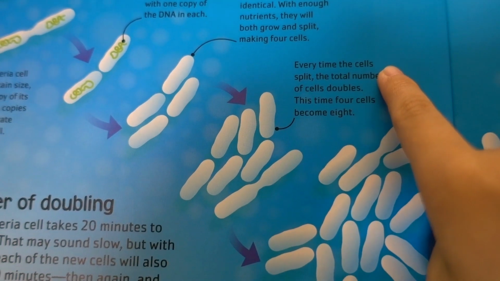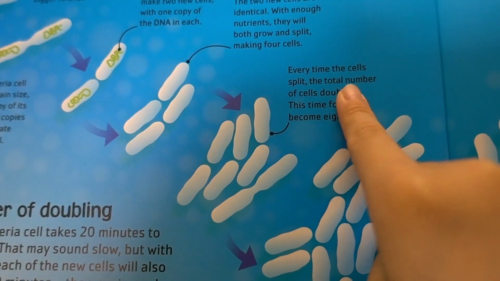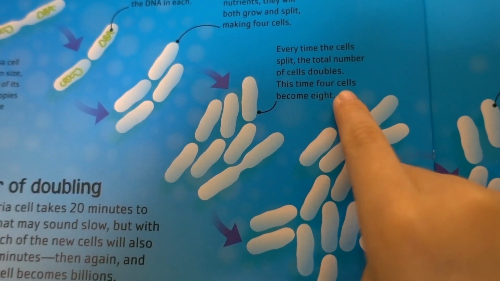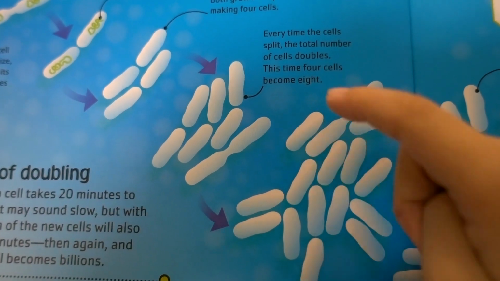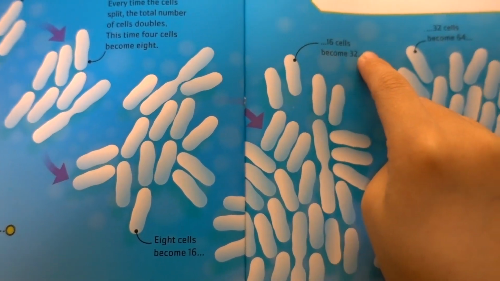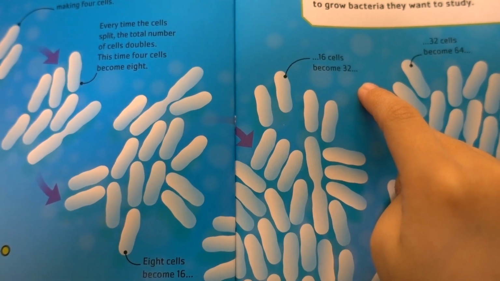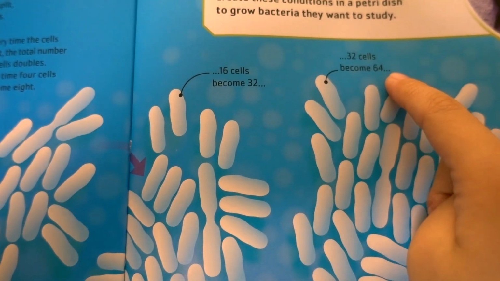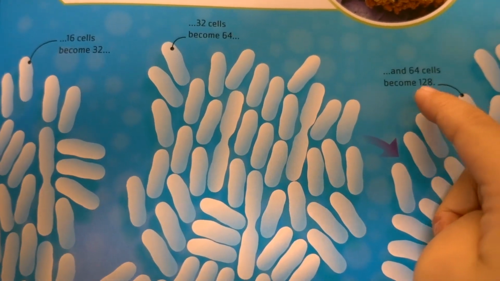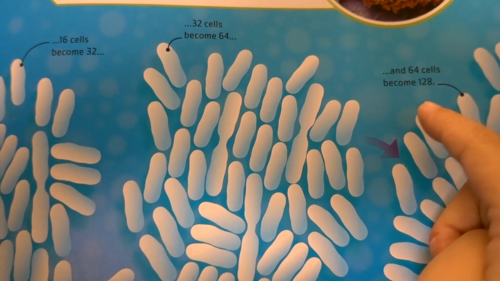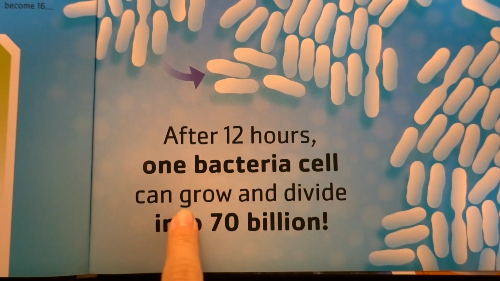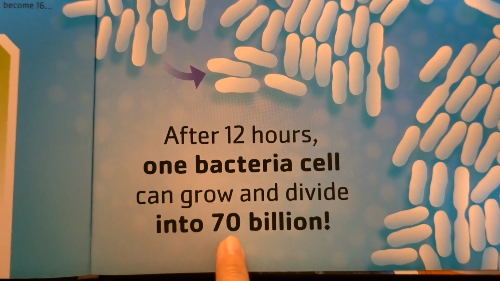Every time the cells split, the total number of cells doubles. This time 4 cells become 8. 8 cells become 16. 16 cells become 32. 32 cells become 64. And 64 cells become 128. After 12 hours, one bacteria cell can grow and divide into 70 billion.